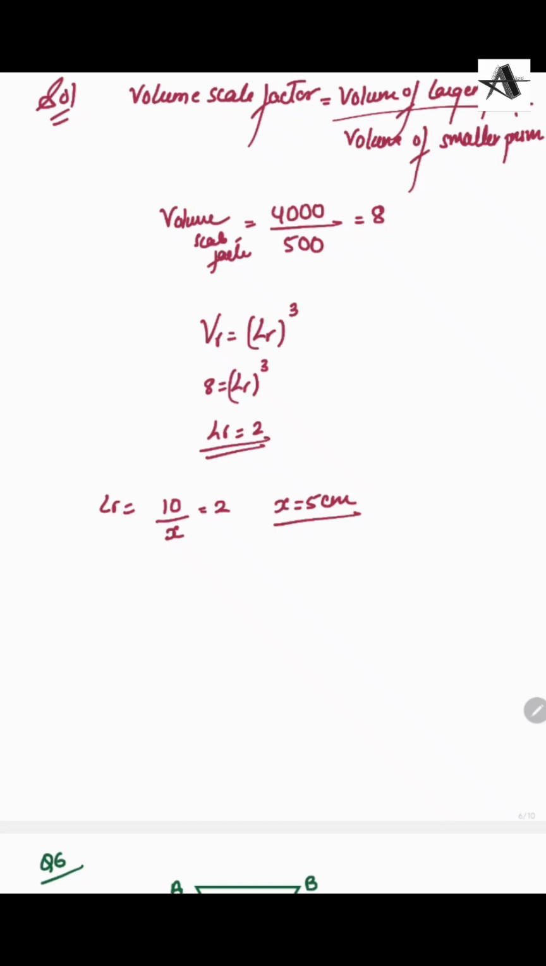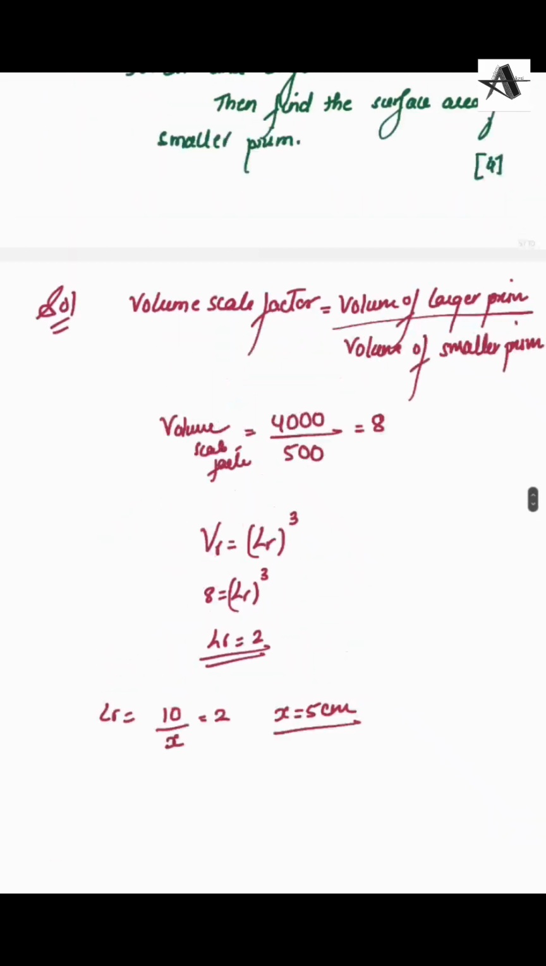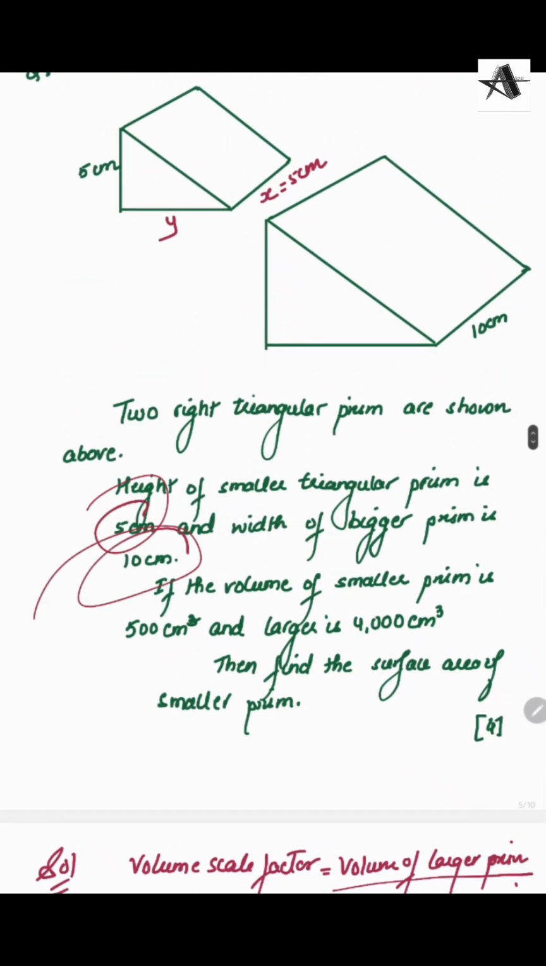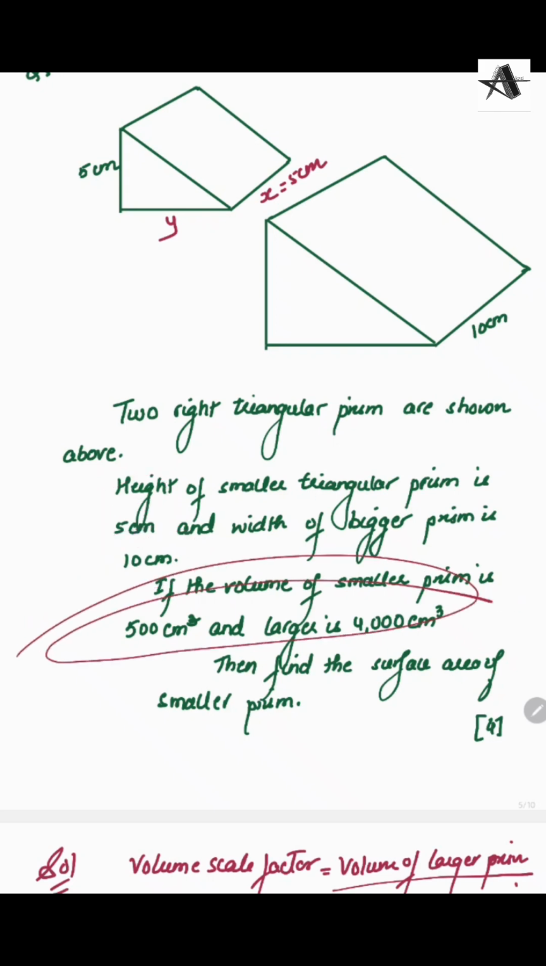Bigger was given as 10 over x is equal to 2, because the length scale factor we just calculated is 2. From here you will get x is equal to 5 centimeters. If x is 5 centimeters, now at least we have two dimensions. To calculate the third dimension, I can use the value of volume given. Because if you see the question, apart from this and this, there's nothing they have mentioned. But they have mentioned the volume of the smaller prism, which is 500 centimeters cubed.